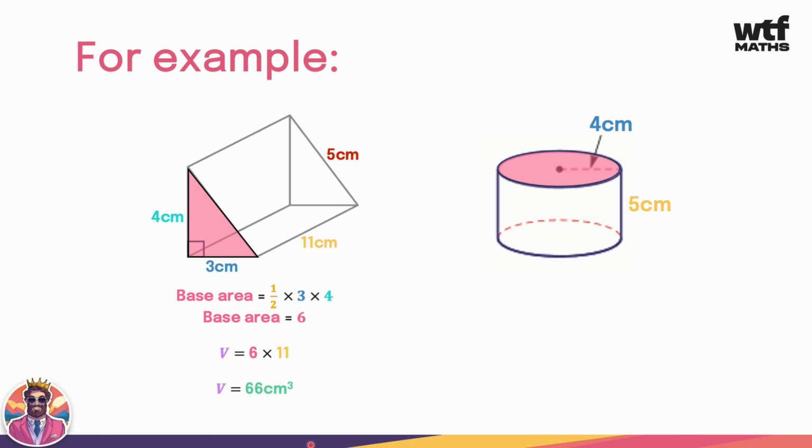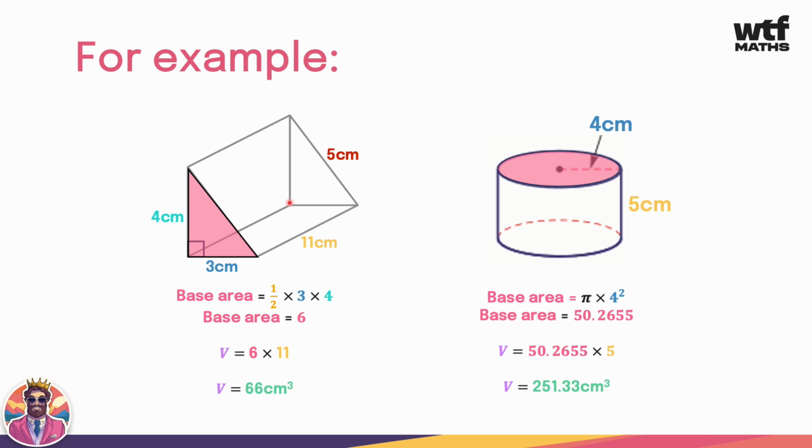So all we need to do is find the area of the circle and times it by how high it is. So the area of the circle is pi times 4 squared, which is 50.2655. So we just take this area here and we're going to times it by how high it is, which is 5. So if we times that by 5, we'll get 251.33 centimeters cubed.